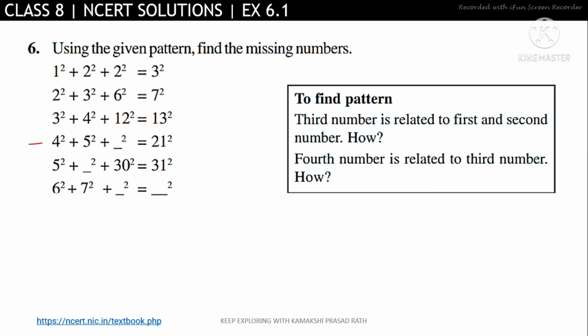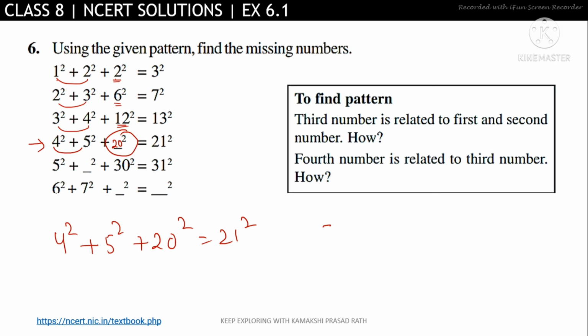Now if you see this question, 4 squared plus 5 squared plus dash squared is 21 squared. That means you have to see what is the relation between the first, second and third. Now here we see 1 2s are 2, 2 3s are 6, 3 4s are 12. That means the third number is the product of the first two numbers. So what will we get here? 4 5s are 20. So I can write 4 squared plus 5 squared plus 20 squared equals 21 squared.